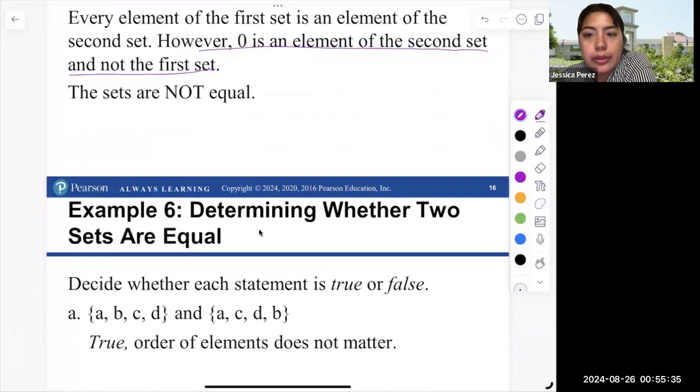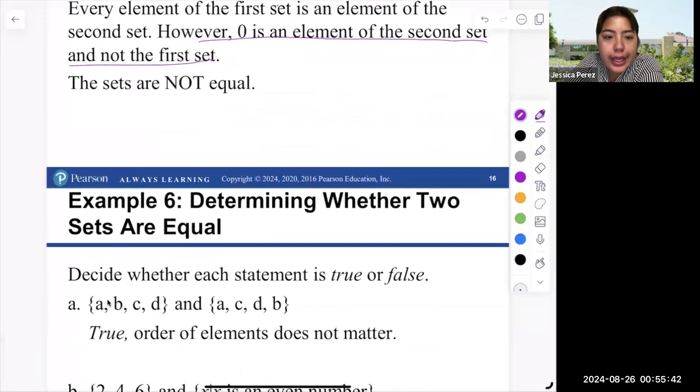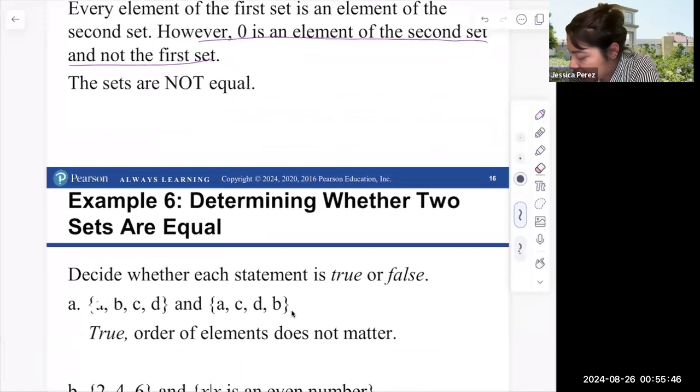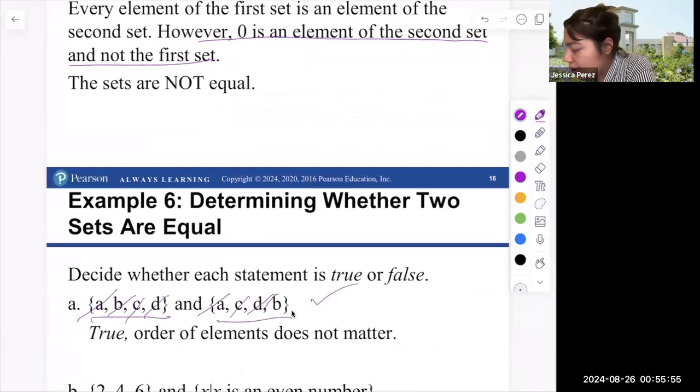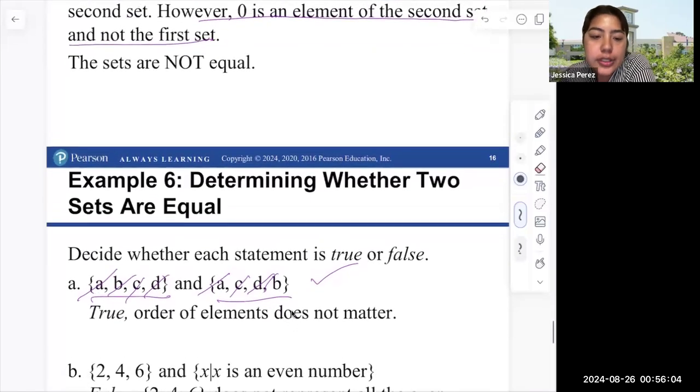We're determining whether two sets are equal. Decide whether it's true or false. So I have A, B, C, and D on one side, and A, C, D, B on the other. I have an A, an A, a B, a B, a C, a C, a D, and a D. See how all of them matched? The order does not matter. They have the same elements. Therefore, they are equal.